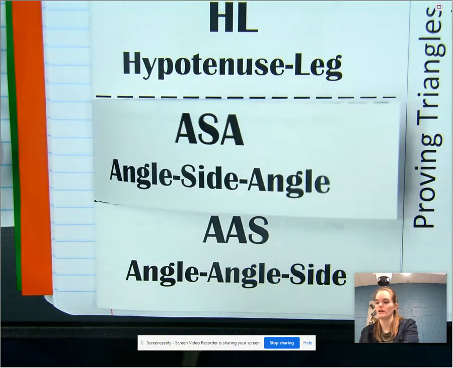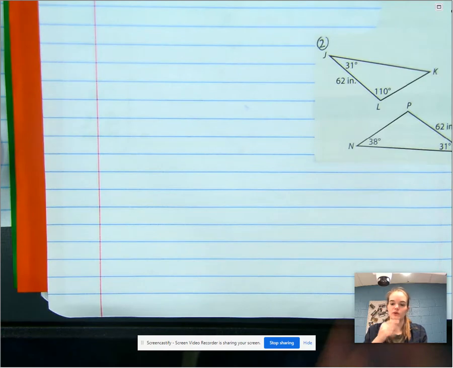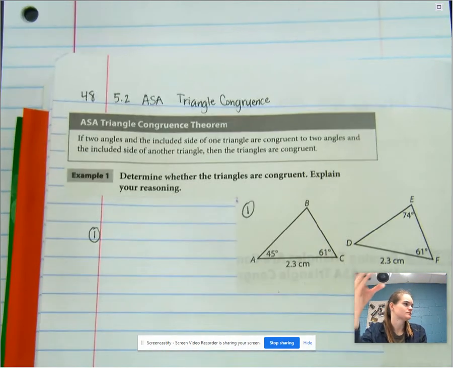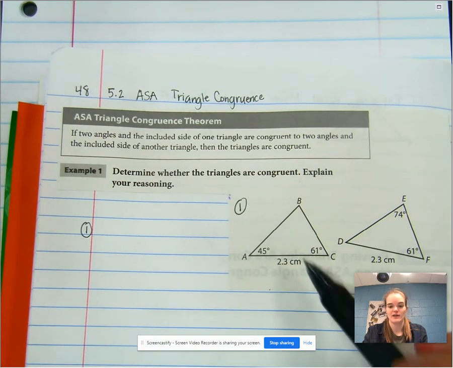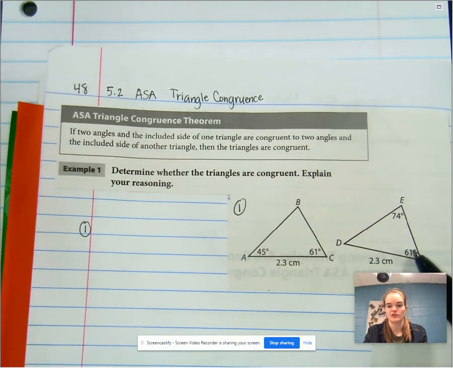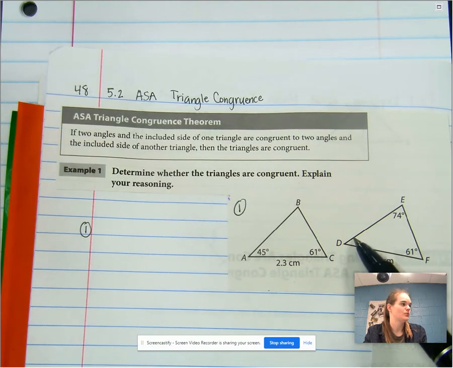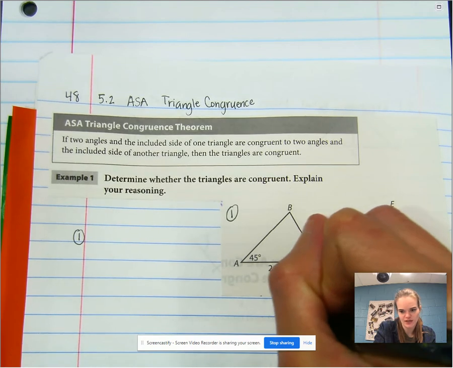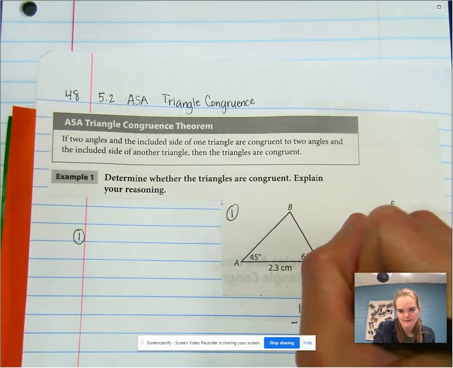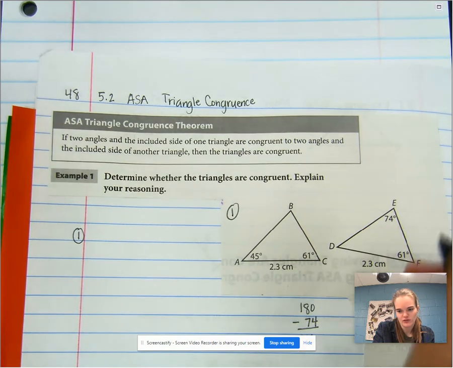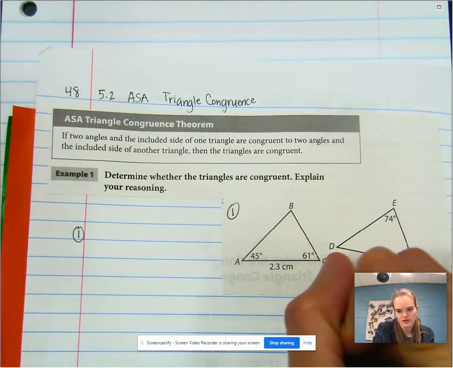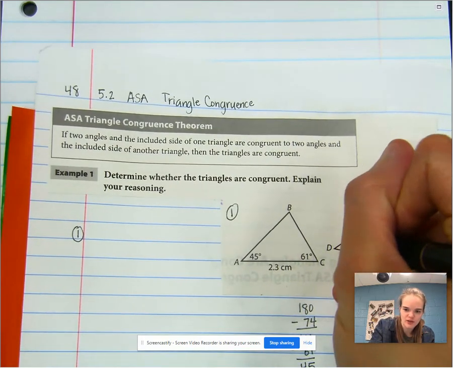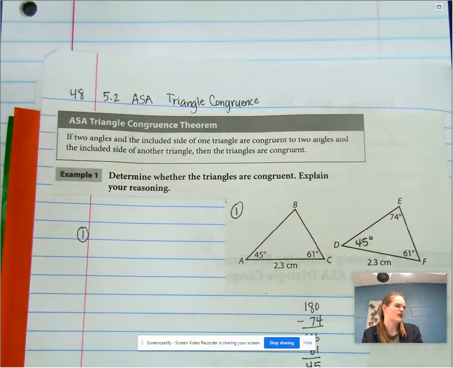All right, I'm going to flip back and let's talk about it. So number 1. All right, problem I have with number 1. I don't have an angle, a side, and an angle on each of these. However, I probably could find this one. So let's find this angle. I'll just do a little scratch work here. 180 minus 74, which is 106, minus 61 is 45, so this is 45 degrees. If you have to find the other one, that's fine. That's not saying it's wrong.